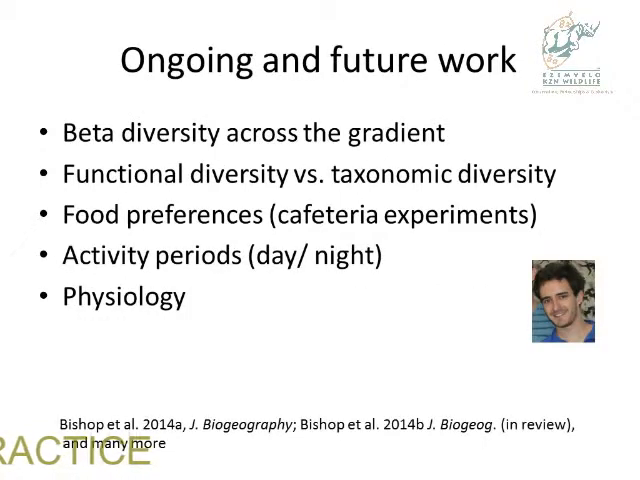So in terms of ongoing future work, I've got a good PhD student, Tom Bishop. He's currently examining beta diversity across the gradient, and has just written a paper on functional diversity and taxonomic diversity. I showed you some of the results of that. He's also interested in understanding food preferences of the species, also activity periods, when they're active, day or night or different times during the day. He's also done some work on the physiology of these species. So he's got a paper published in Journal of Biogeography. There's another one in review, and hopefully there'll be many more to come.